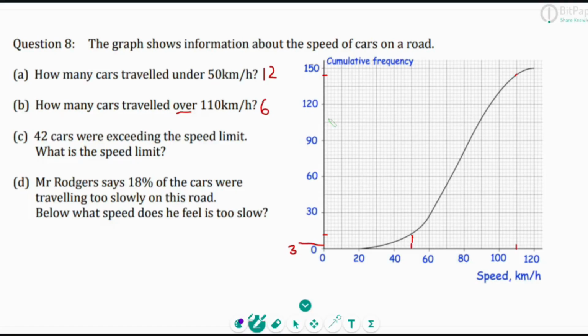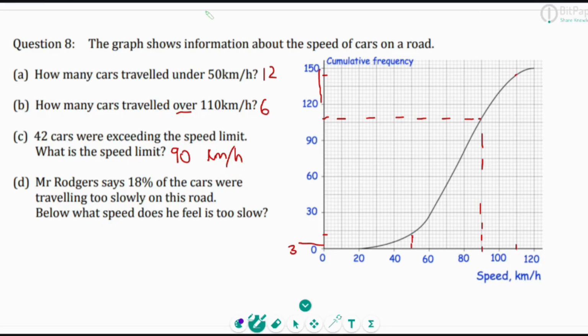Okay, part C. 42 cars were exceeding the speed limit. So they were going fast. So we're going to be looking at this part. What is the speed limit? So 42 cars, each box is 3. We've got 30 there. We need another 12. 3, 6, 9, 12. So that takes us to here. Let's go across. So 90 kilometers per hour.